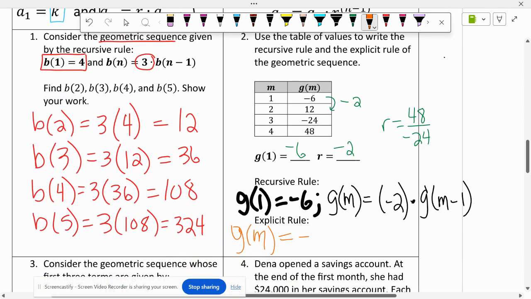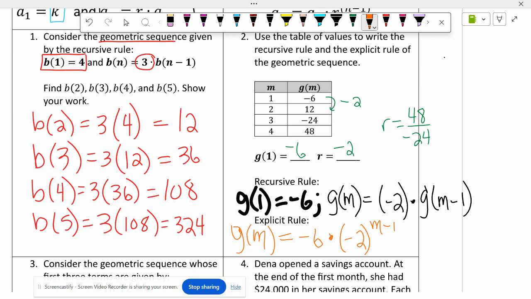-6 times, what is my multiplier? My common ratio, -2 to the power of M minus 1. To the power of M minus 1. We got that? Yay or nay?